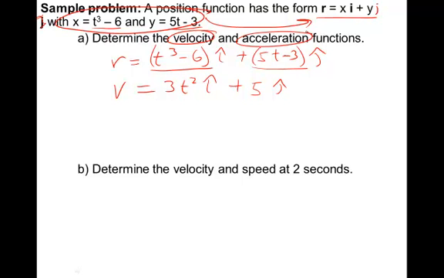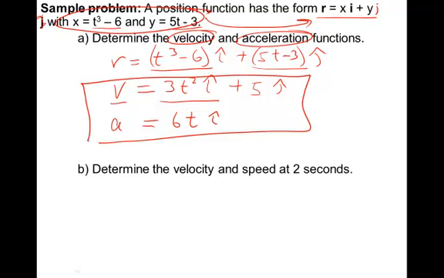To find the acceleration, I once again take the derivative of my velocity, which is just the acceleration. So the derivative of 3t squared i hat becomes 6t i hat. The derivative of 5j hat becomes 0, because the derivative of a constant is 0. So these are my velocity and acceleration functions.